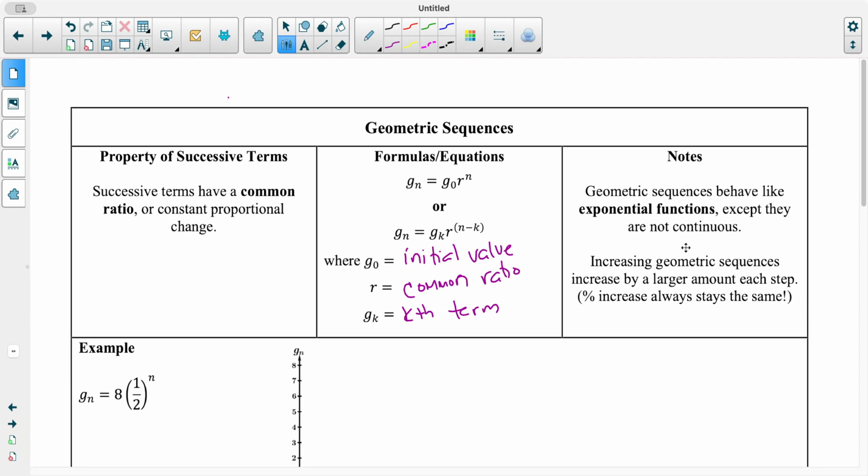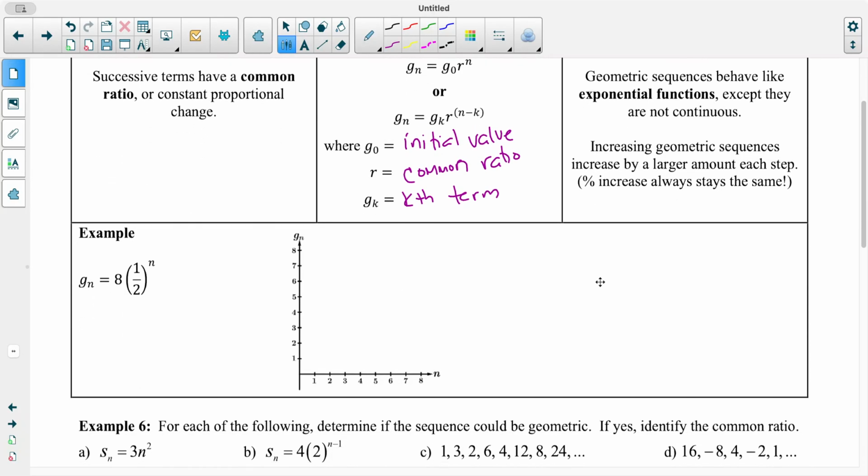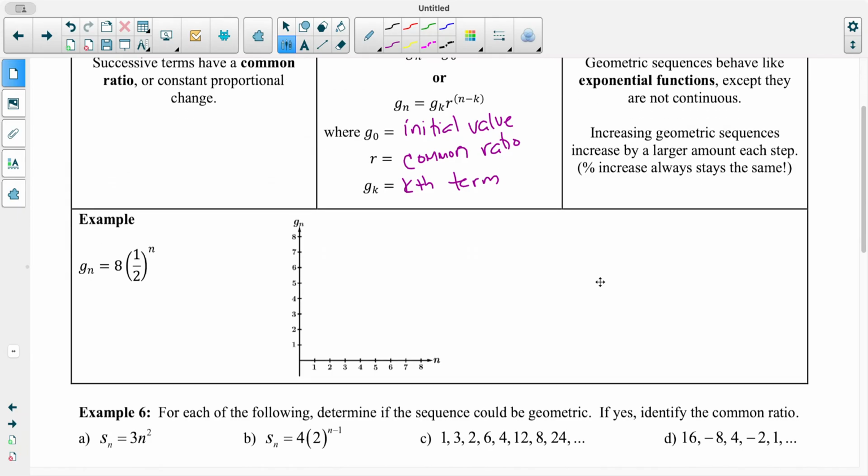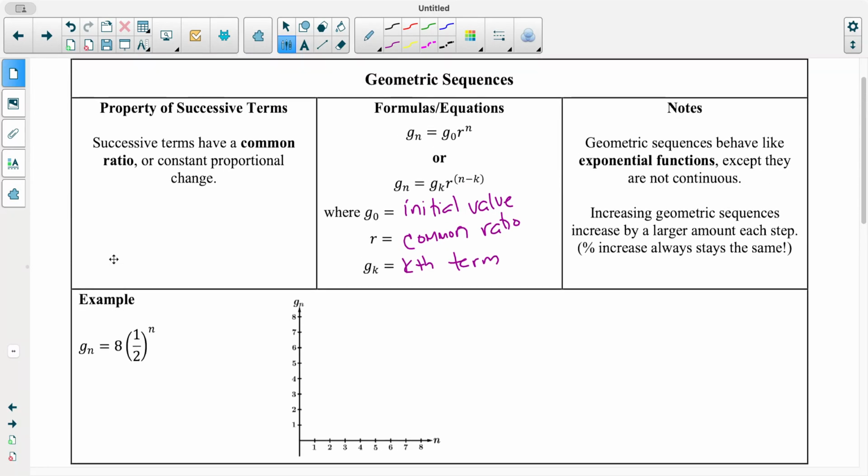Okay, so again, not continuous, so no connecting the dots. So please make sure you're paying attention to that. It is just points. Okay, so if I want to graph this, right, I already know that my initial term is 8, right, because it's written in the first form, not the second form.